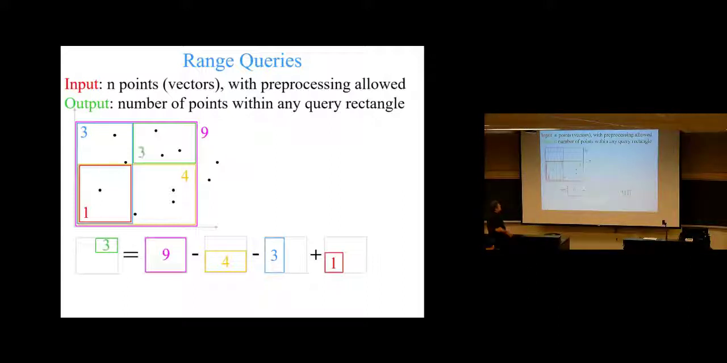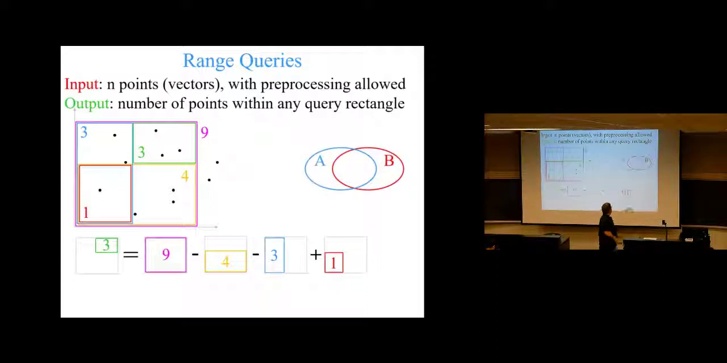Okay? So for example, if there's 9 in the purple and 4 in the yellow and 3 in the blue and 1 in the red, 9 minus 4 minus 3 plus 1 is 3, and that 3 is the correct count for the green rectangle. So it all works out.